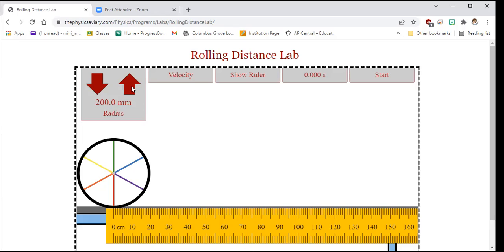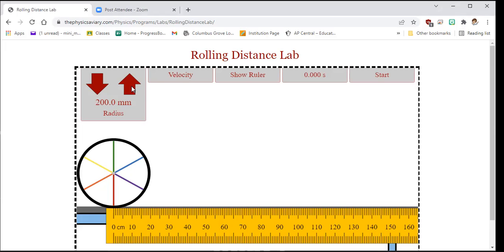Before I do that, I want you to imagine that during that revolution, that 360 degrees, I was now a point on this part of the wheel, on this part of the spoke. Did I travel the same distance? Take a second and think about that. Pause the video if you need to.